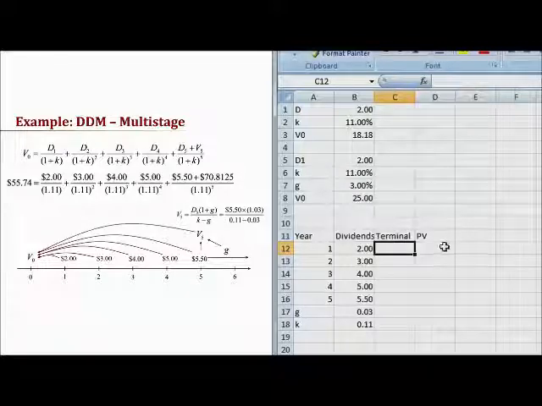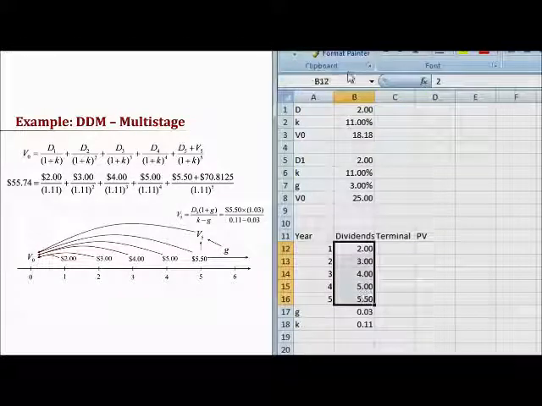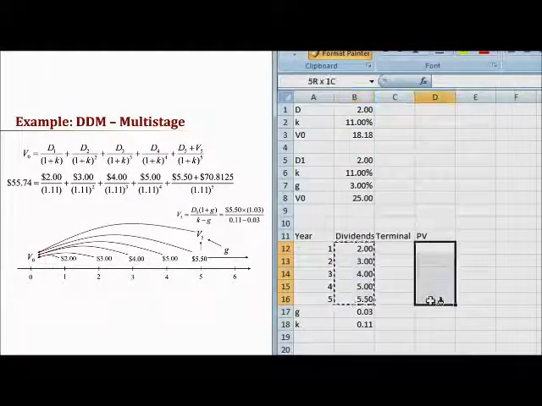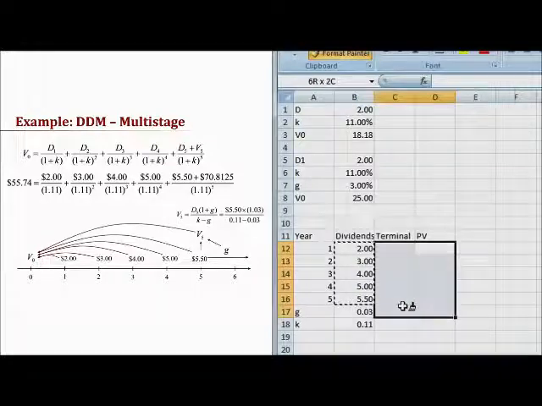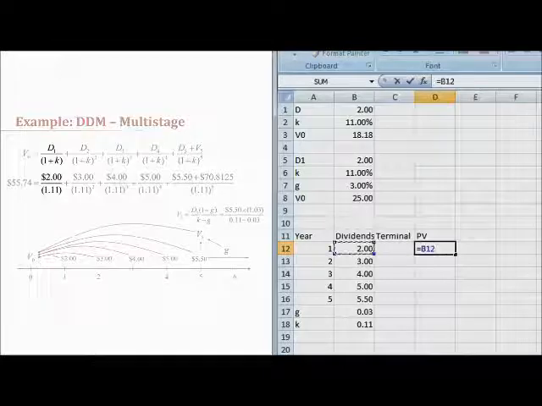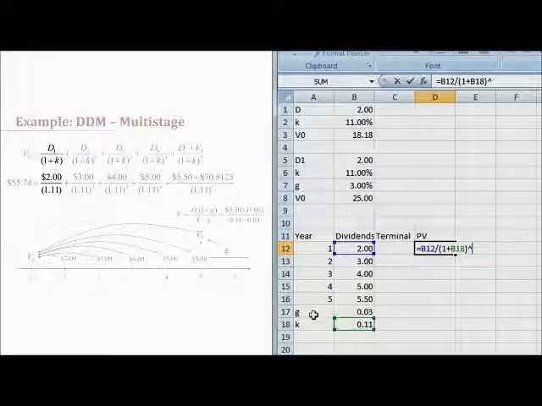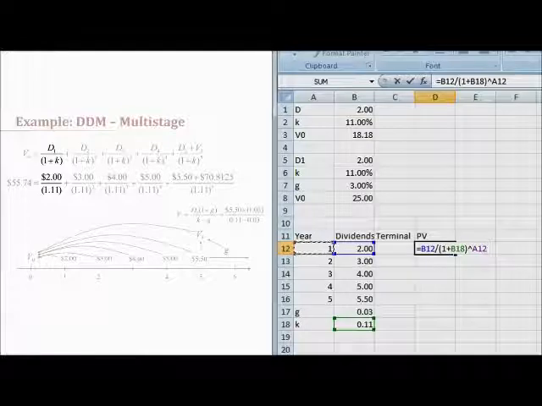Now I'm going to calculate the present value of each year's cash flows. First of all, I'm going to copy the format to these cells, since these cells are all dollar values. Okay, so now I'm going to put in the present value formulas for these cash flows. The present value is just the cash flow divided by 1 plus the discount rate raised to the power reflecting the number of discounting periods, which is in the year column.